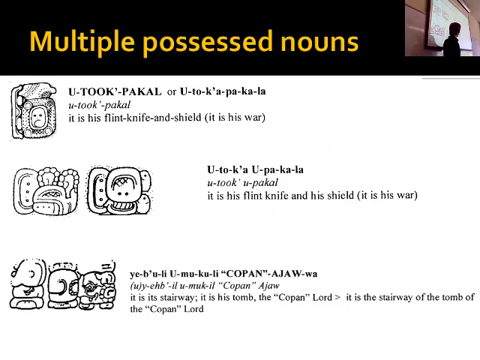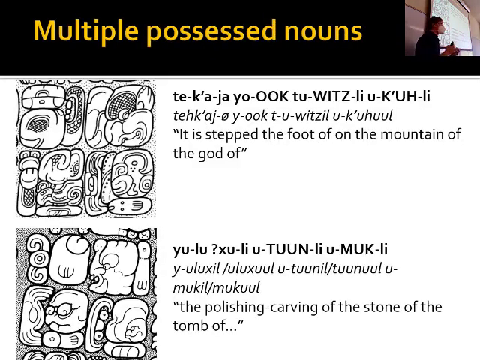In the same way as in English, right? You can translate it is the stairway, it is his tomb, but you can also translate it is the stairway of the tomb of, right? The stairway of the tomb of the king of Kopan. And just like in Mayan languages, the position and placement of the word basically gives you the possession. Sometimes these statements can be inherently ambiguous, just like in English.